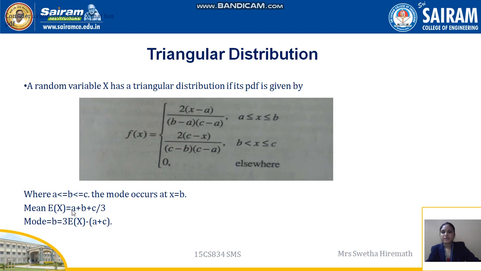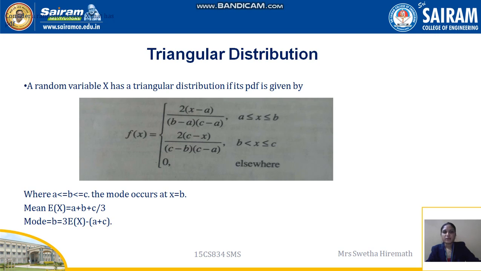The mean E of x is given by a plus b plus c divided by 3, and the mode is given by b, which equals 3 E of x minus a plus c. So this is about the triangular distribution and the log normal distribution, which are related to the continuous distributions.